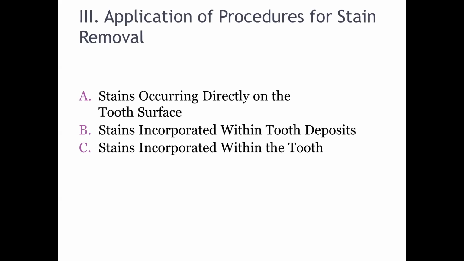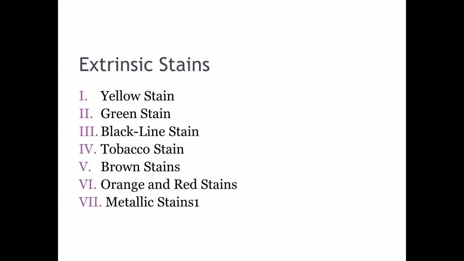Every time you polish, you're removing a layer of fluoride-rich tooth surface, and you don't want to overheat the tooth with the power-driven polisher. So you have stains that are on the surface. You can also have stains that are incorporated within tooth deposits. When stain is included within the substance of a soft deposit or calculus, it's removed with the deposit. Then you also have stains that are incorporated within the tooth. When a stain is intrinsic, whether exogenous or endogenous, it can't be removed by scaling or polishing. So you need to evaluate the patient for possible whitening procedures if the patient is concerned about the color of their teeth. So let's go into the different extrinsic stains. And yes, you need to know these.